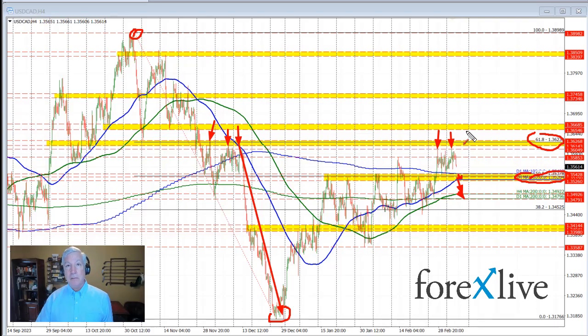So this is resistance up here. This is a support down here to start things off. Break either to the upside or to the downside through here, and it opens the door for further momentum in the direction of the break.